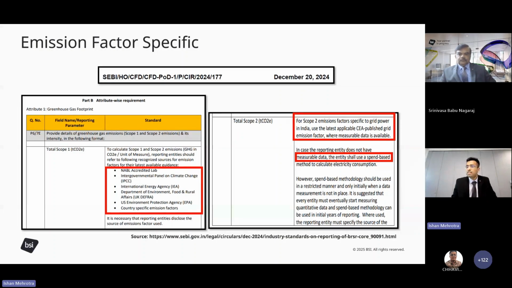Under scope 2, SEBI says that for scope 2 emissions, please go ahead with the grid power emission factor given by the CEA in India, the Central Electricity Authority. And on the activity data side, if you do not have the exact consumption numbers, you can also use a spend-based methodology for the time being. So the focus of SEBI is on site-specific data, but in case you do not have the practice to record at site at the moment, there is liberty given to use a spend-based factor as well. But it's clear in the SEBI guidance which are the sources that you can refer to.